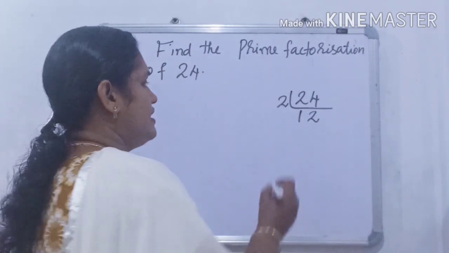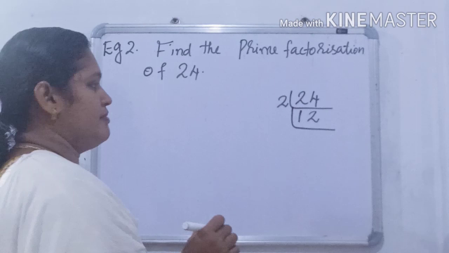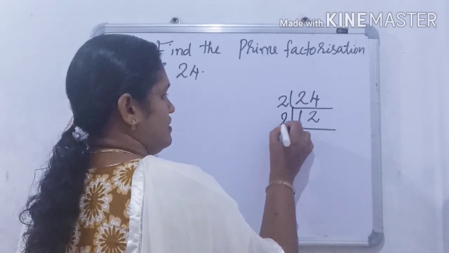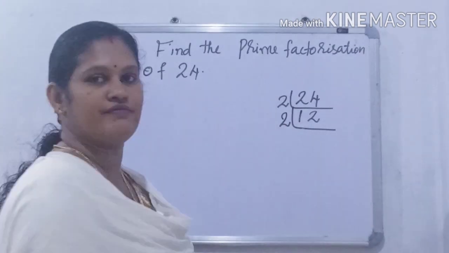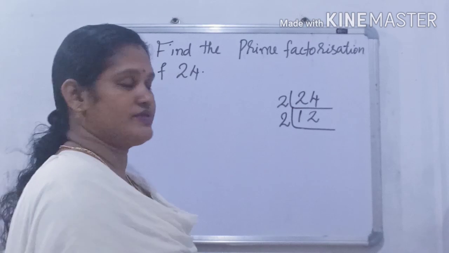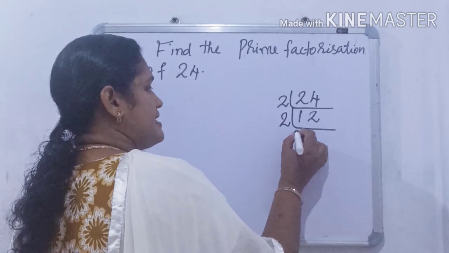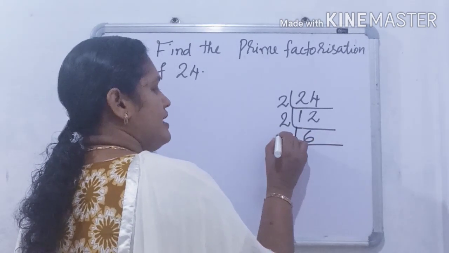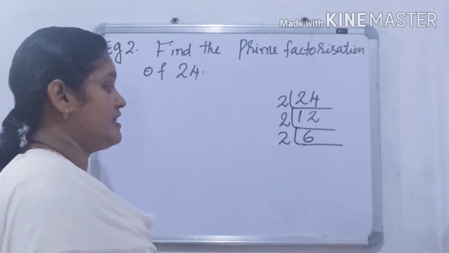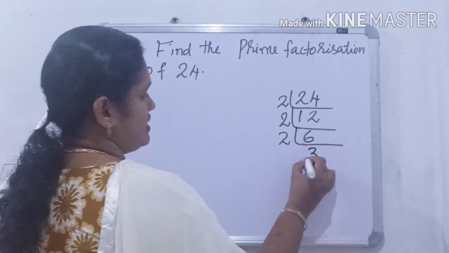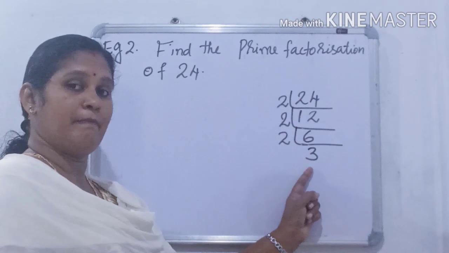Clear? Then 12. 12 is an even number. It is divisible by 2. Then how many 2's are there in 12? 6 2's are 12. Then 6 is an even number. It is divisible by 2. How many 2's are there in 6? 3 2's are 6. Next, 3 is an odd prime number.